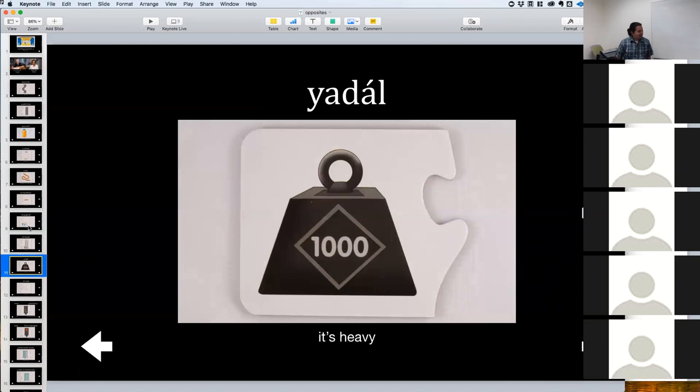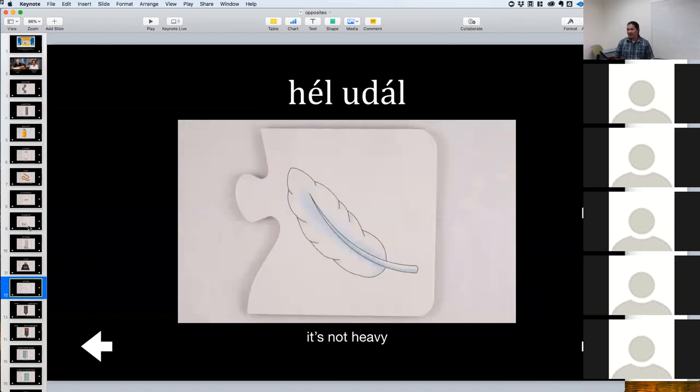Yedash. Heavy. Hesh udash. And for the first part, which is the negative, there are different ways to say that. Some speakers say tlesh, some speakers say tesh, some speakers say hesh, some speakers say tish. I haven't figured out if that's kind of a regional thing. Cyril George said tish, and so do some speakers from Carcross. George, I think he usually said hesh. He liked to say hesh, I think, mostly.